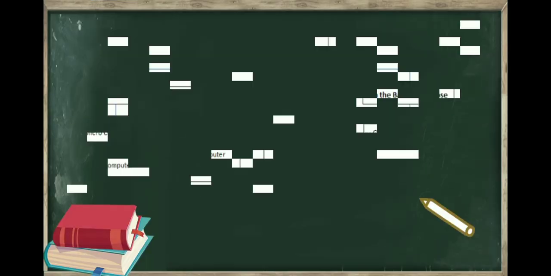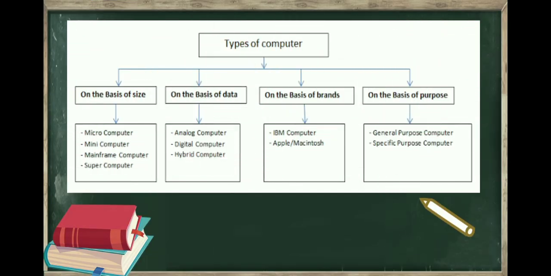And the last technical term is about computer types. Computers are broadly classified into four categories. We will see one by one. On the basis of size, computers are divided into micro, mini, mainframes and supercomputers. Second, on the basis of data or construction, computers are divided into analog, digital and hybrid.